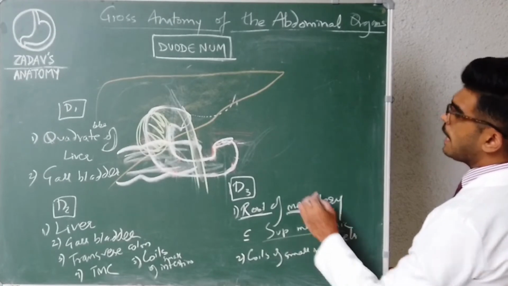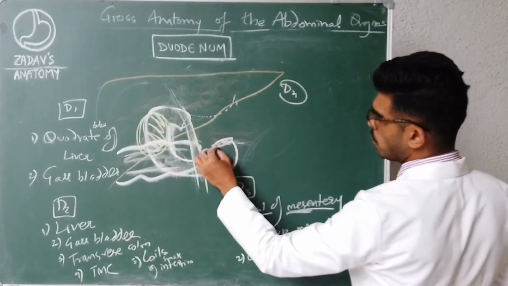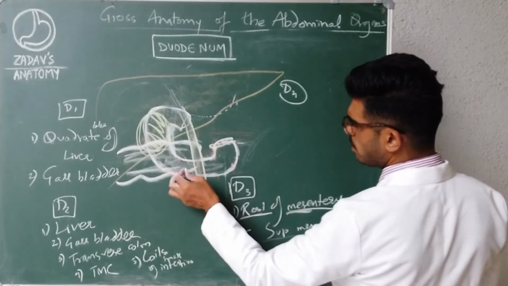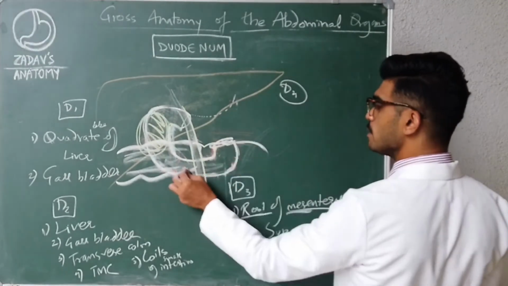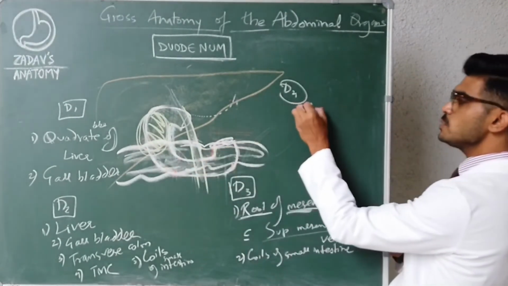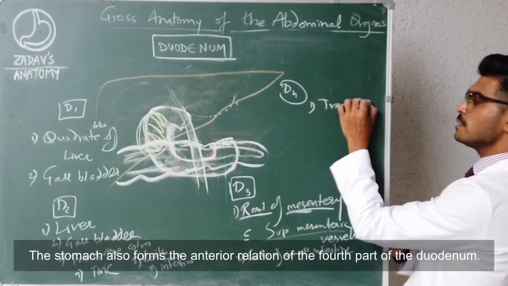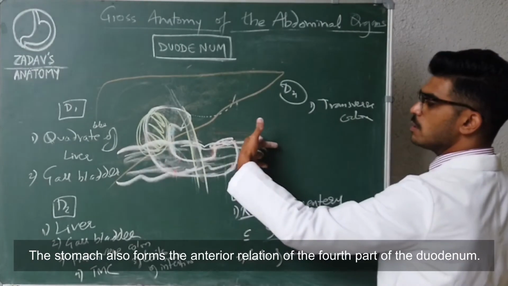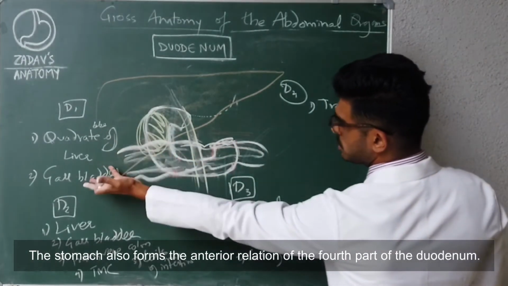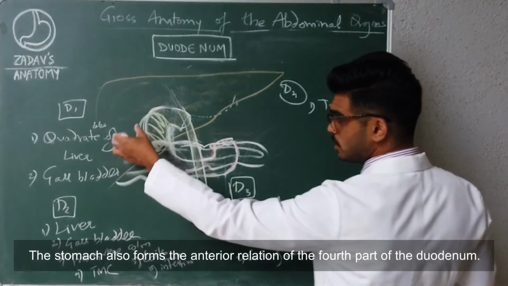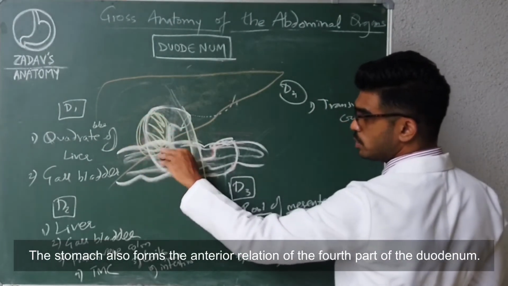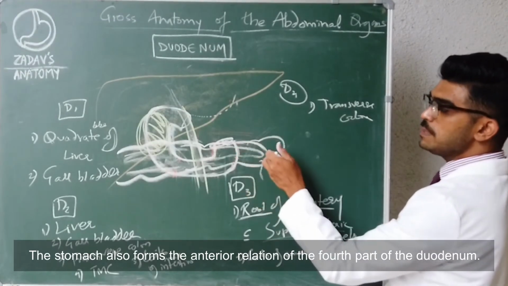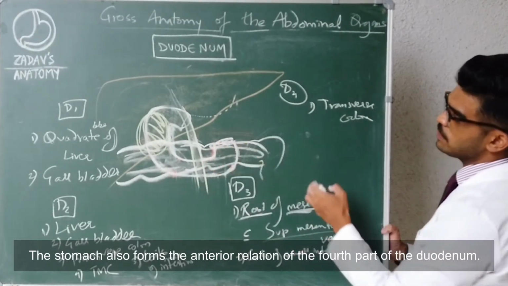Okay, and the anterior relations of D4. The anterior relations of D4 is again going to be the transverse colon, since it extends all across over here. So on this side you're going to have the hepatic flexure, which can be said to be a relation onto the right side of the second part, and on this side you're going to have the splenic flexure, which can be said to be a relation to the left side of the fourth part of the duodenum.